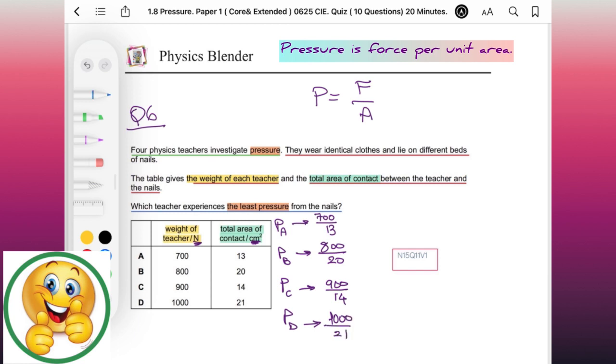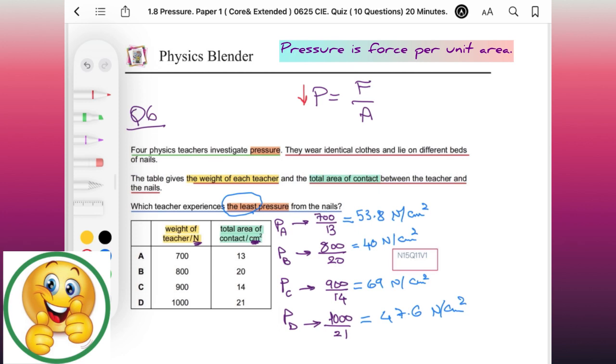The final answers: the first one is 53.8 Newton per square centimeter. Second one, 40 Newton per square centimeter. Third one, 69 Newton per square centimeter. Last one, 47.6 Newton per square centimeter. You are looking for the least pressure. Okay, you have the final answers.